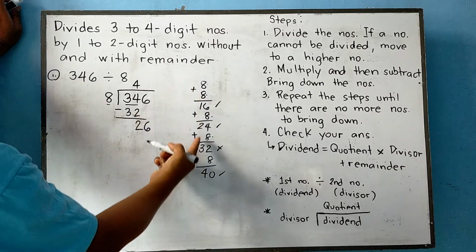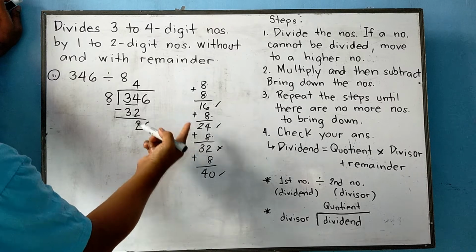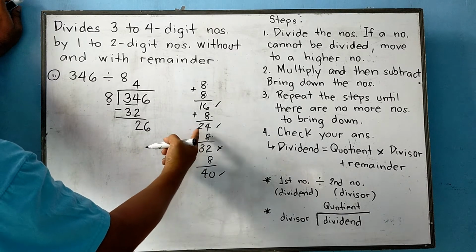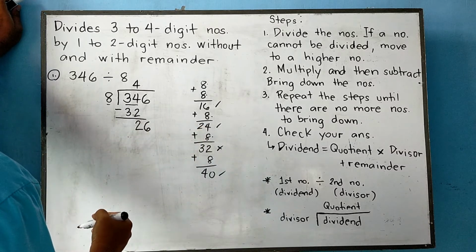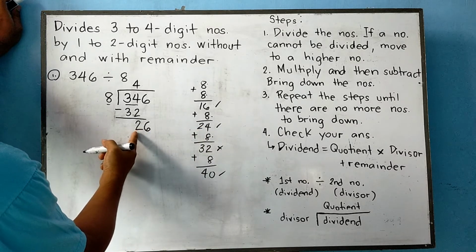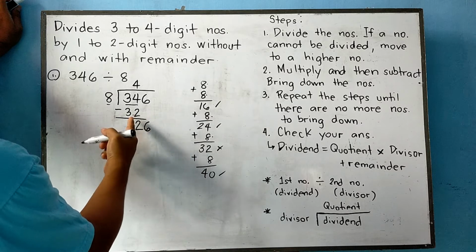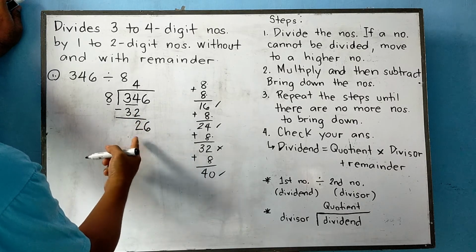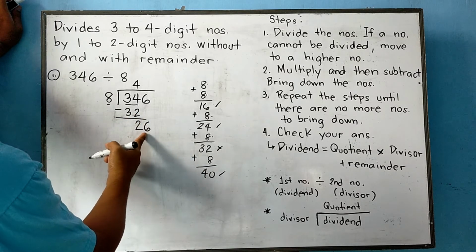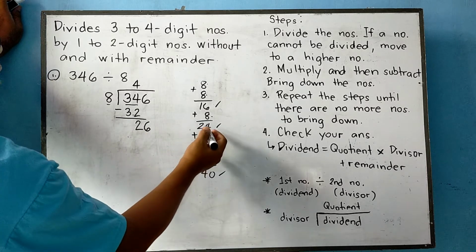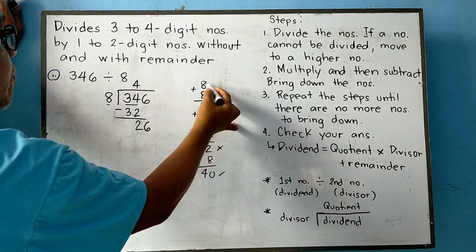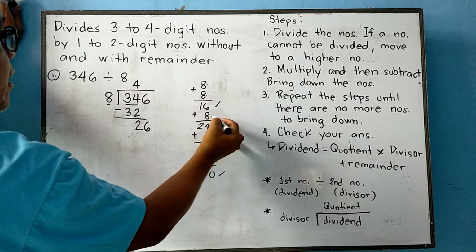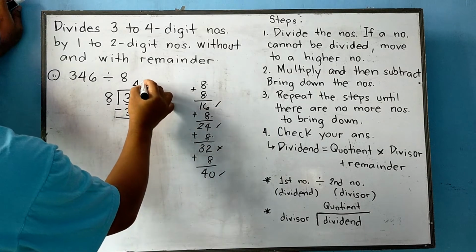So looking at this addition by 8, so closer to 26 is 24. Okay? So, by the way, hindi lang siya basta closer ha, dapat it should be less than or equal to this dividend. Ano? So, 24 is the answer. So, how many 8s to get 24? So, we have 1, 2, 3 8s. So, write your answer on top.